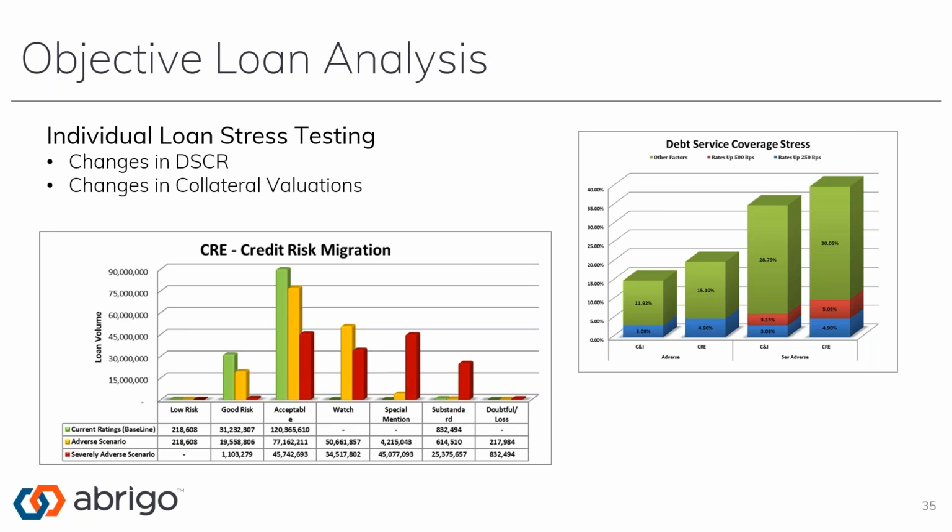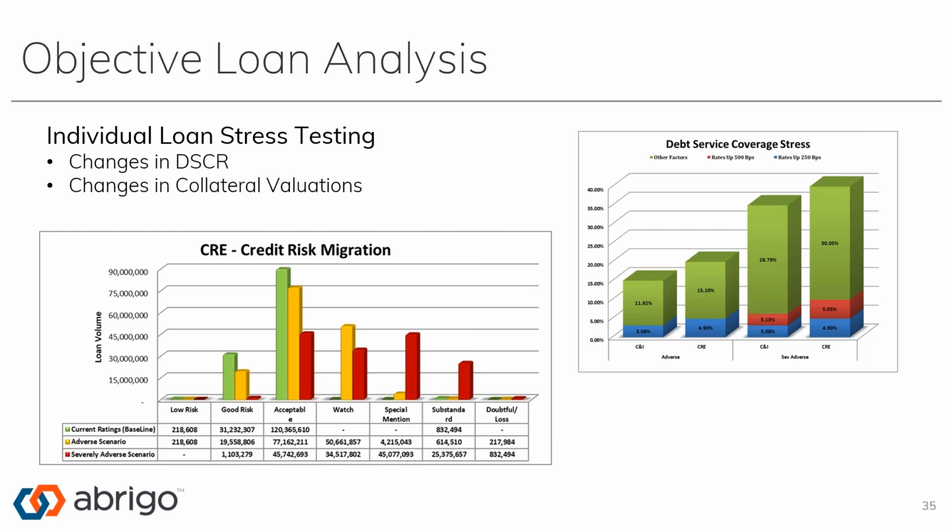Say, if I'm in an adverse scenario and my debt service coverage ratios all drop by 25% and my collateral drops by 15%, my average loan grade across my portfolio would change from, you can kind of see the green bars to the yellow bars for the adverse scenario and to the red bars. So you can see how the credit quality of your entire loan portfolio moves.